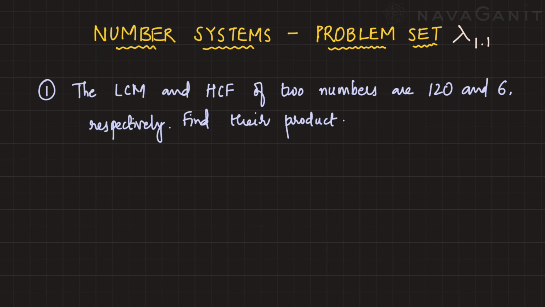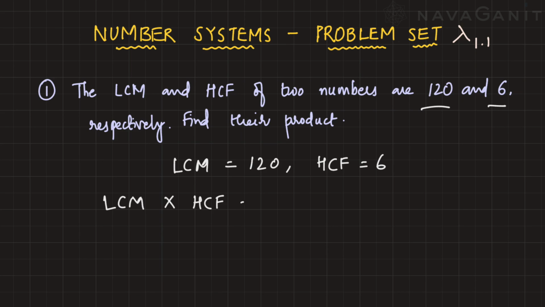Now let us take up this problem. We are given that the LCM and HCF of two numbers are 120 and 6 respectively. We need to find their product. So in this case the LCM is 120 and HCF is 6. Now if you are able to recollect the formula, LCM multiplied by HCF is nothing but the product of the two numbers.